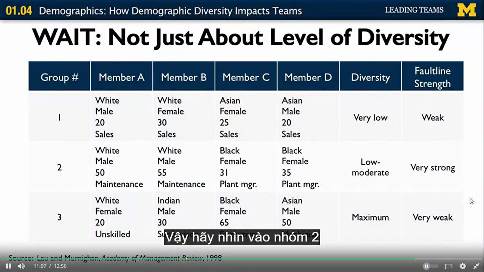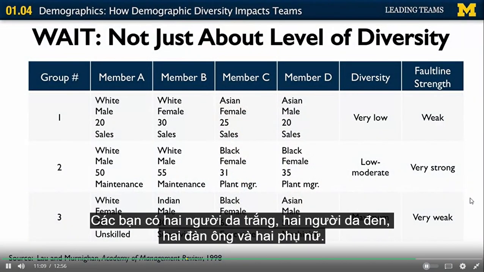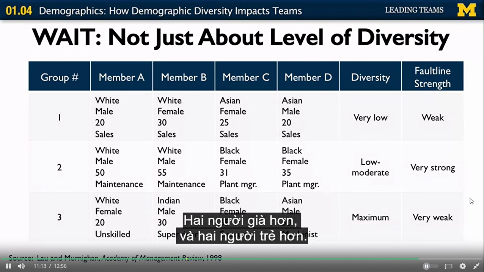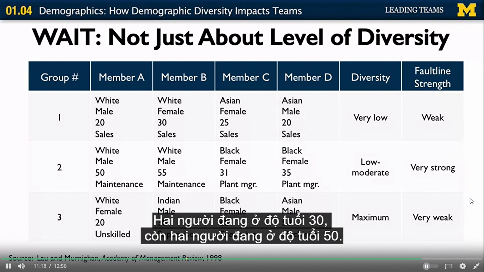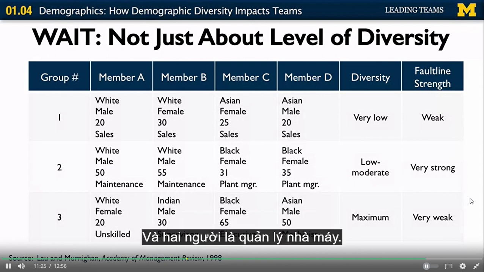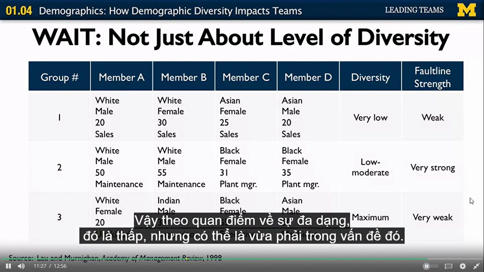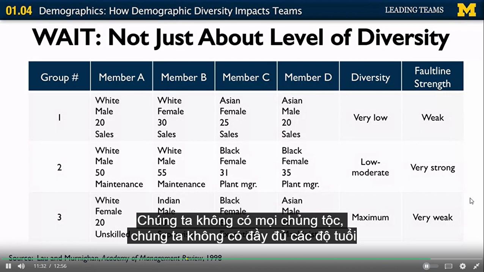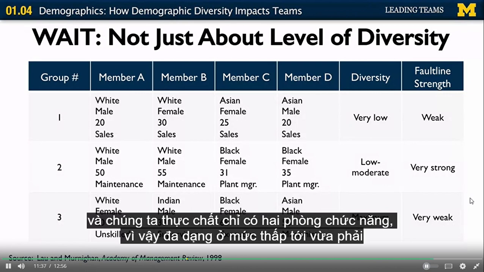So now look at group 2. What you have are 2 whites, 2 blacks, 2 males, 2 females, 2 people that are older relative to 2 people who are younger, 2 people in their 30s, 2 people in their 50s, and then 2 people from the maintenance function, and 2 people who are plant managers. So from a diversity point of view, it's low, maybe moderate in that regard. We don't have every race. We don't have a whole full spectrum of age, and we only have 2 functions per se. So low to moderate diversity.